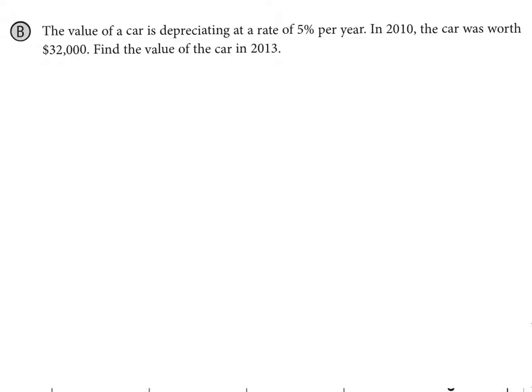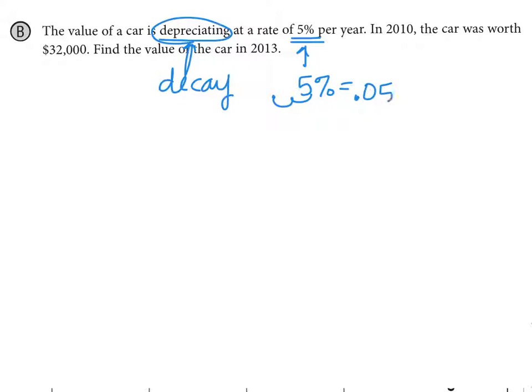Okay, so here's another example. This one tells us that the value of a car is depreciating. Depreciating is another word for decay, at a rate of 5% per year. So this is going to be the percentage that I use with my pattern. Remember, 5%, I'm going to need to fix that. So I tend to go ahead and write that as 0.05, moving the decimal 2 times. And then they already give me a starting value of 32,000.